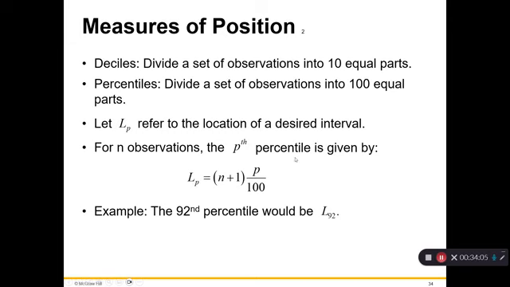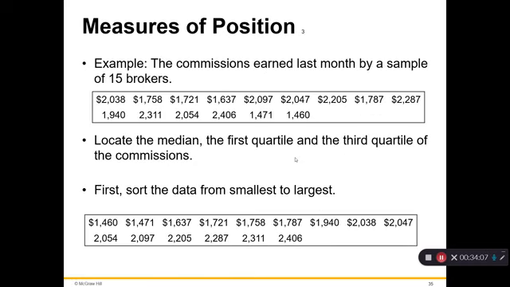Let's take a look at actually how to use this in the next slide. So you have this data set here. It says the commissions earned last month by a sample of 15 brokers. So you see the profit for the first broker is this one, for the second broker, and so on. So these are 15 values. Now we need to find the median, the first quartile, and the third quartile, because we have to draw this kind of diagram for that.